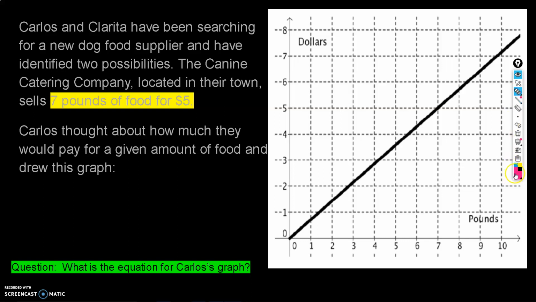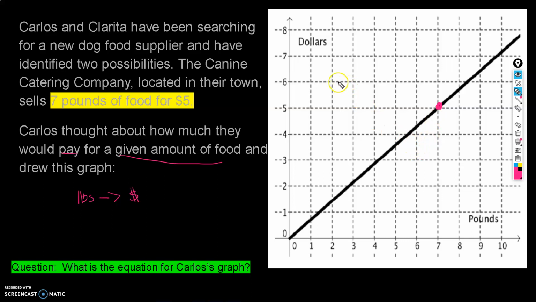So Carlos says, about how much would they pay for a given amount of food. So he's saying, given how many pounds, could I then tell you how much money it would cost? Okay, well, what is the equation for Carlos's graph? We start at 0, 0. We go to, here's 7 pounds of food, $5.